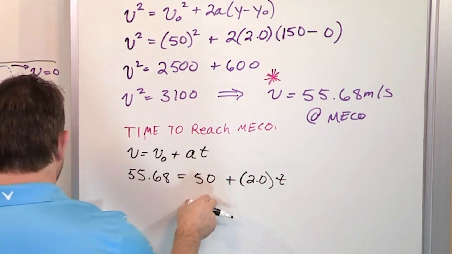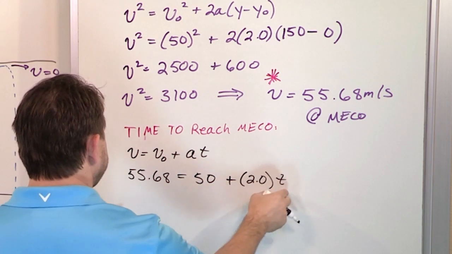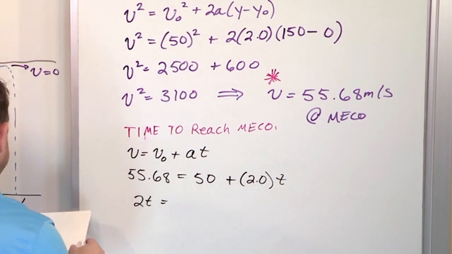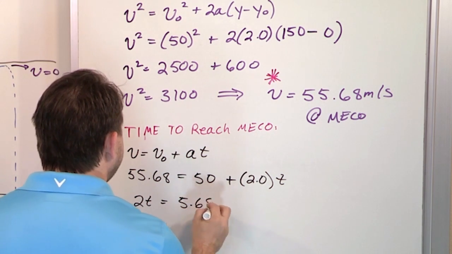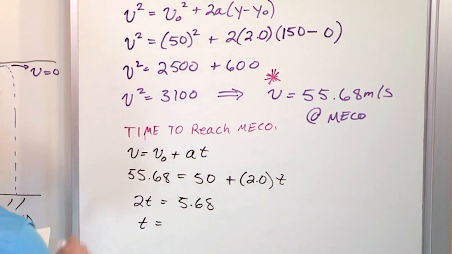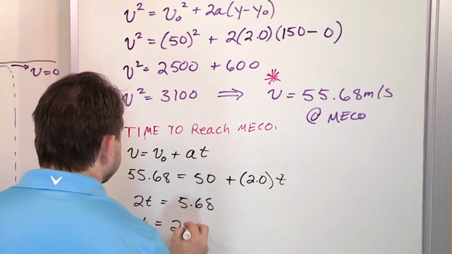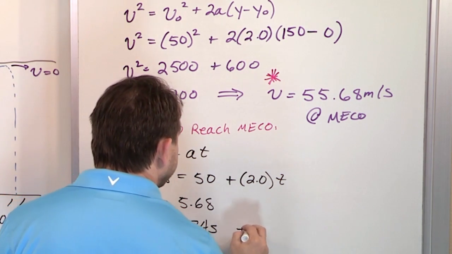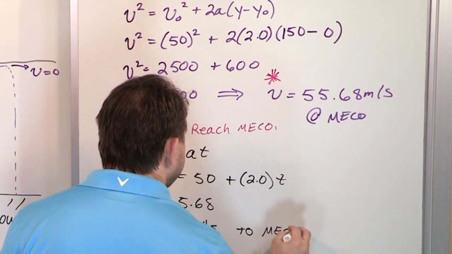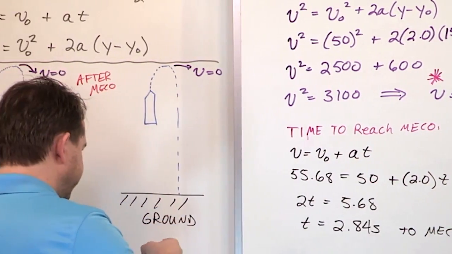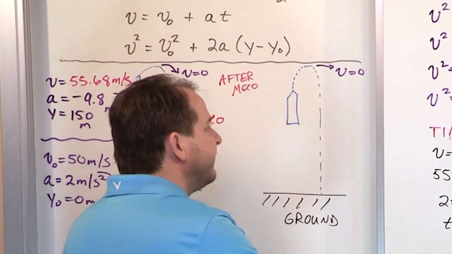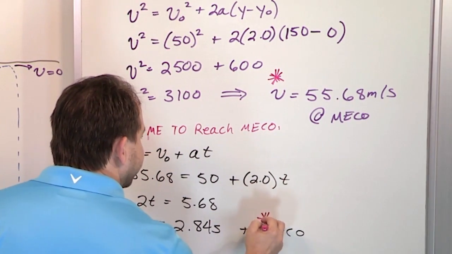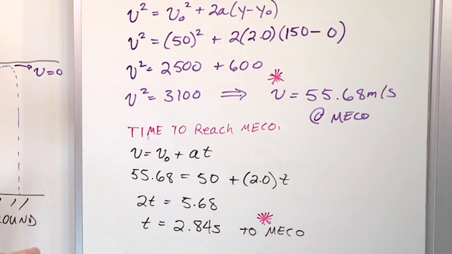And so when you do this, you'll have 2 times t on one side of the equal sign. We'll subtract this, and you get 5.68. So the time, when you divide by 2 there, is going to be 2.84 seconds to Mako. Now again, this is not an answer. This is just something I know I'm going to need. So I'll put a little asterisk right there just to help me find it in my notes later on.